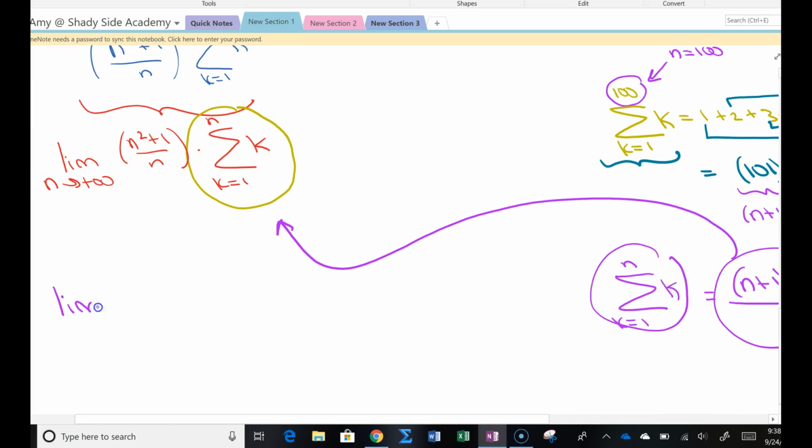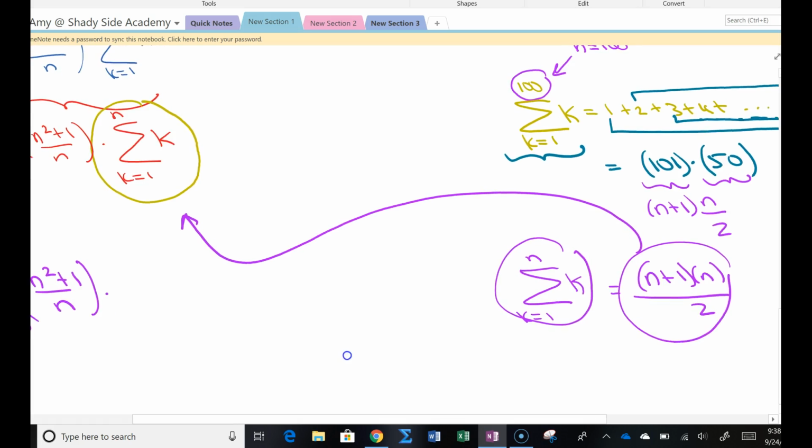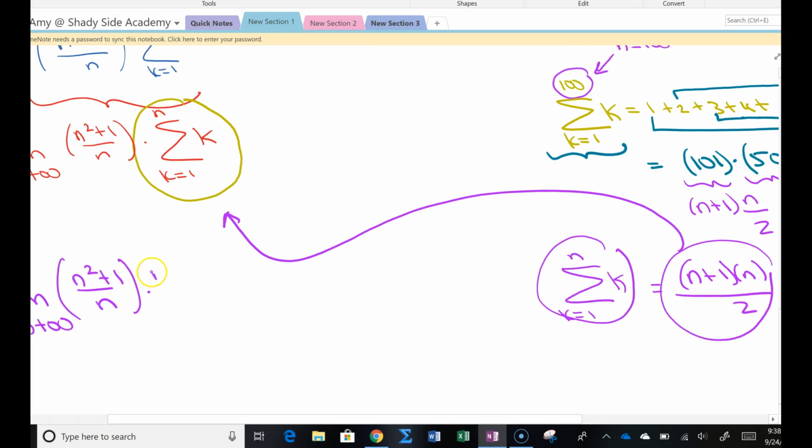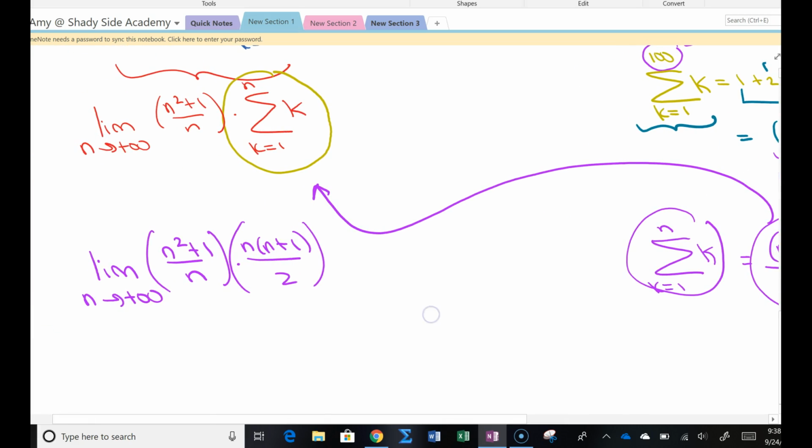The limit as n approaches positive infinity of (n squared plus 1) over n, right? This is still waiting in the wings, multiplied by this summation, which equals right there, n times (n plus 1) all over 2. Now let's just play with what this limit would equal. What would this limit equal, everyone?